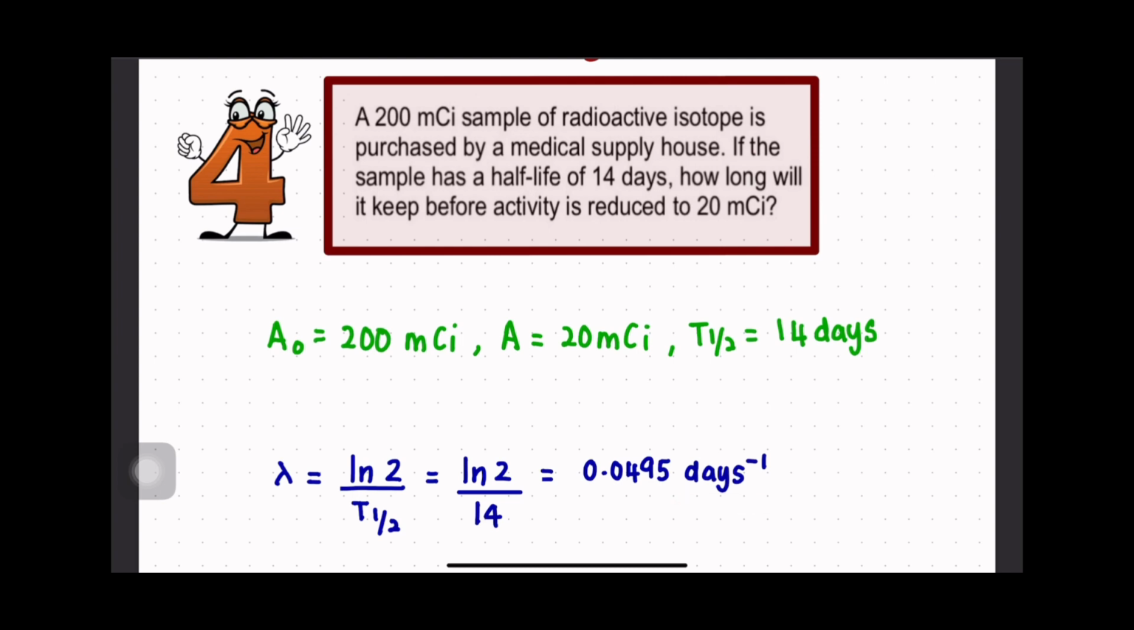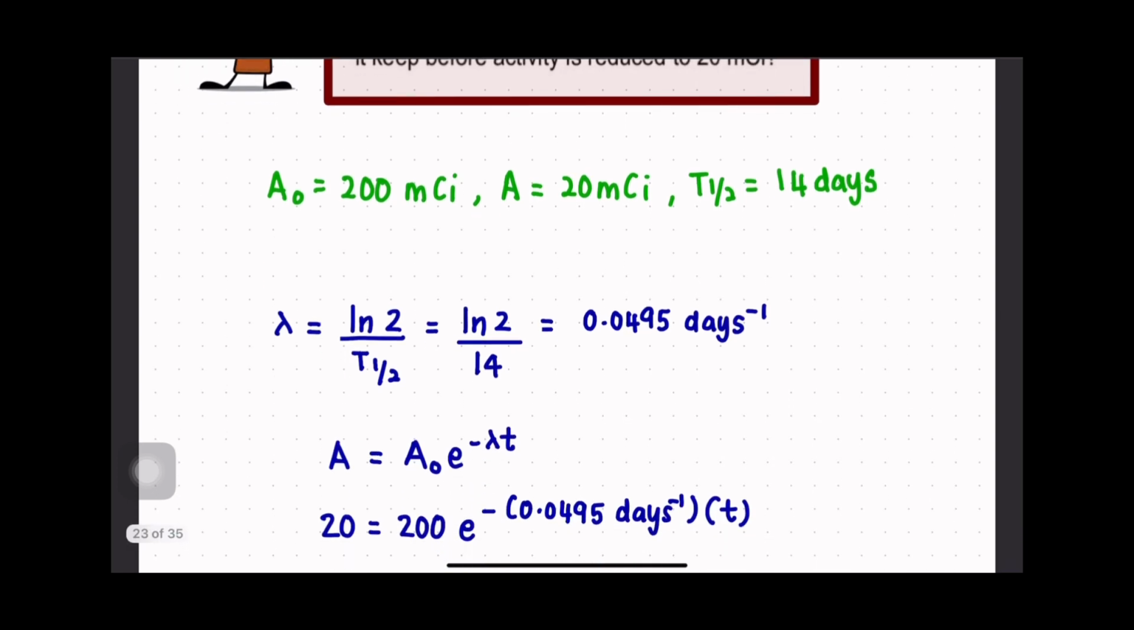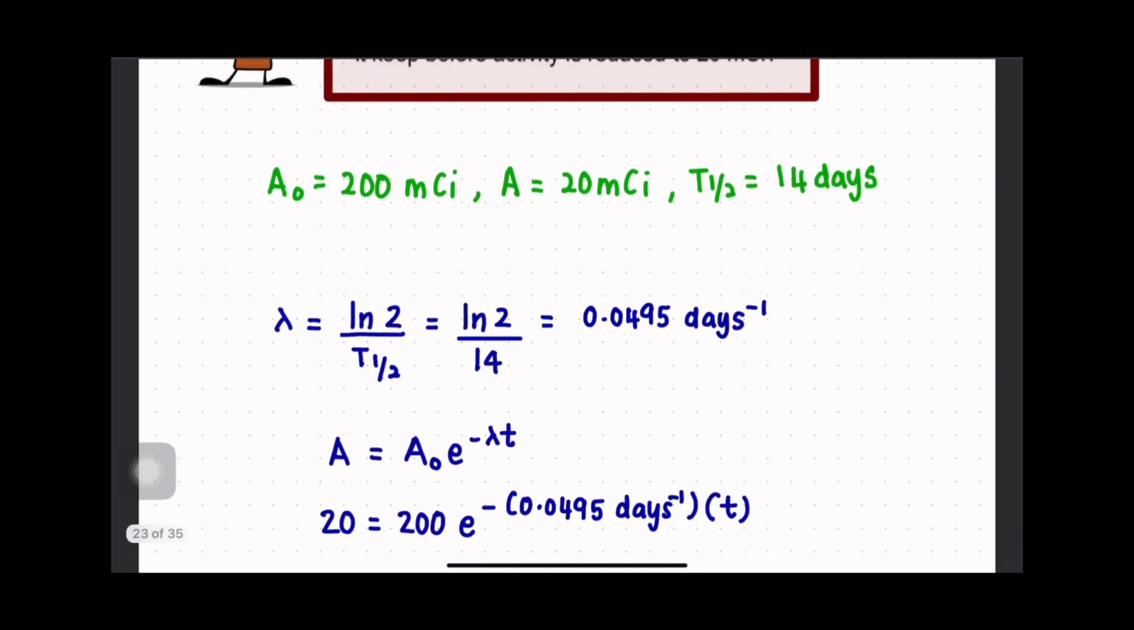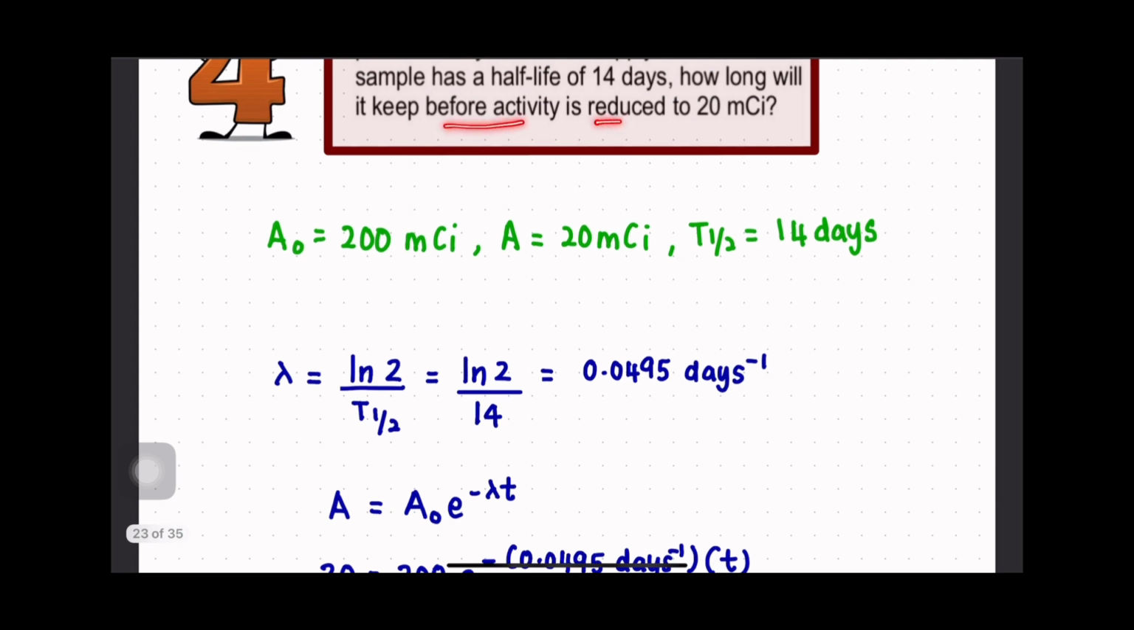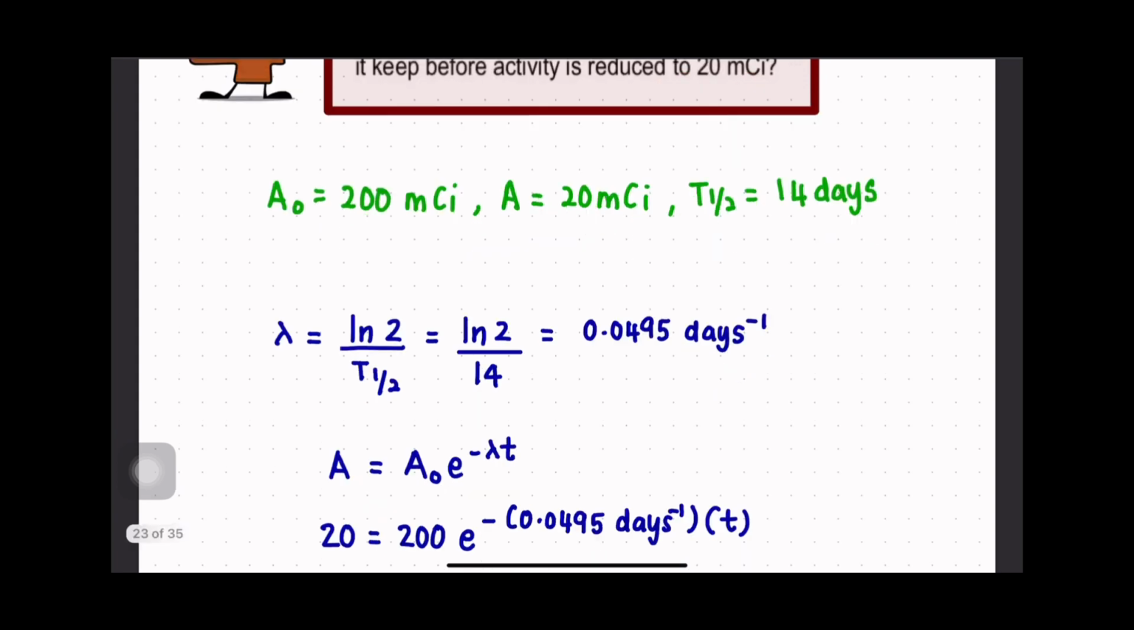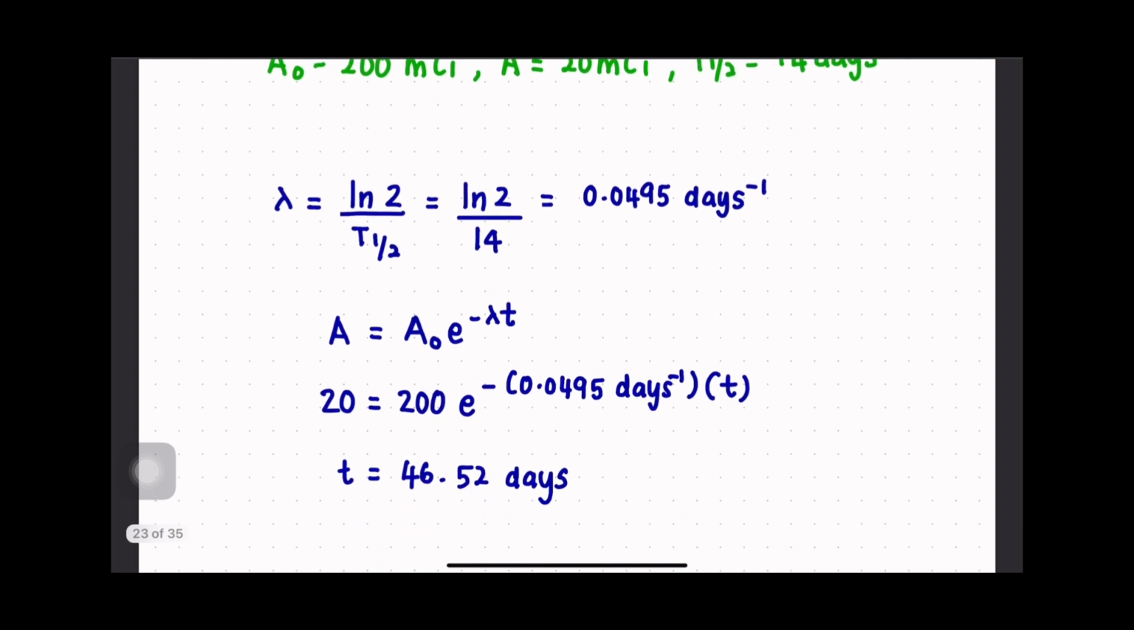So kita akan dapat decay constant dalam per days. And then guna formula activity. So activity kat sini adalah yang remain. So dia nak keep before activity reduce to, berkurang menjadi. So yang ni lah. Terus letak 20 millicurie lah. Bukan reduce by, reduce to. Okay, so calculate dan you akan dapat time dia adalah 46.52 days.